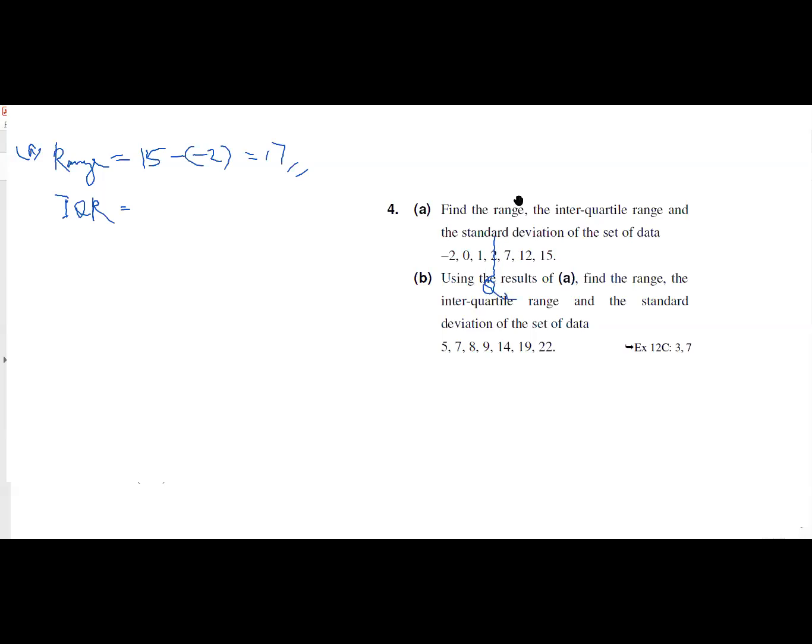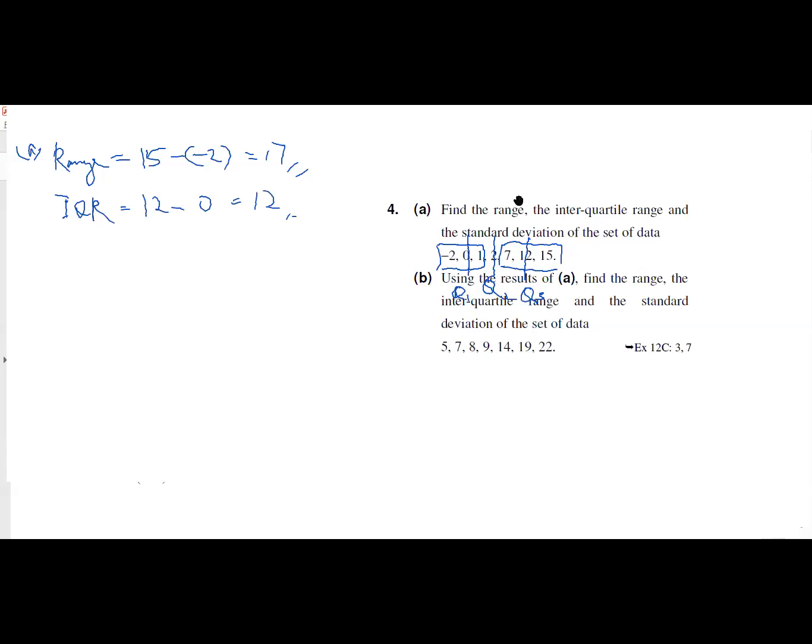And then after cutting out the 2, the remaining data is divided into 2 parts, the smaller part and the larger part. Okay? From the smaller part, we cut at the middle position. That is Q1. Q1 is 0. And then for the larger part, we cut at the middle position. That is Q3. Q3 is 12. Okay, so IQR is equal to 12 minus 0. That is equal to 12, like this.